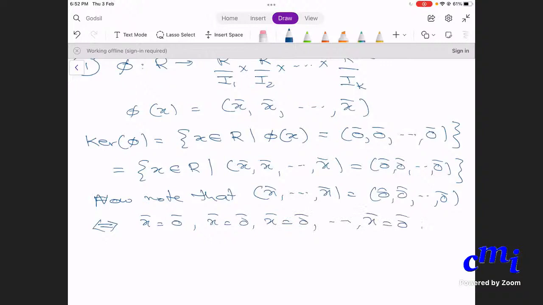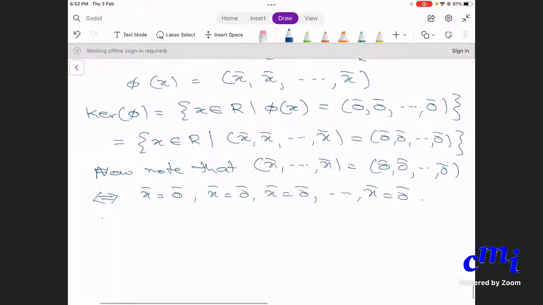Now it might seem funny to write it this way. Why am I writing the same equation so many times? The reason I'm doing this is because all these x bars mean different things. The first x bar means x plus I1. The second x bar means x plus I2. The third x bar is x plus I3, and so on. These are not the same equation, but different equations. They say different things. So when is x bar equal to 0 bar?